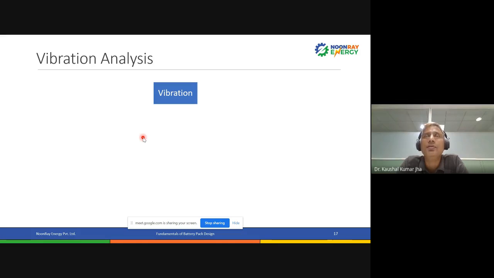And what are the things we need to do there? The base plate, then side strips which hold the cells together, and the end plates which provide sufficient pressure on the cell so that the cell should not bulge out. The major reason for that is the cell should not bulge out. As soon as the cell bulges out, it will give you very less cycle life. So those all were the static loads. Now, the battery packs are not only subjected to static loads, they're also subjected to dynamic loads, and that dynamic load comes in the form of vibration.